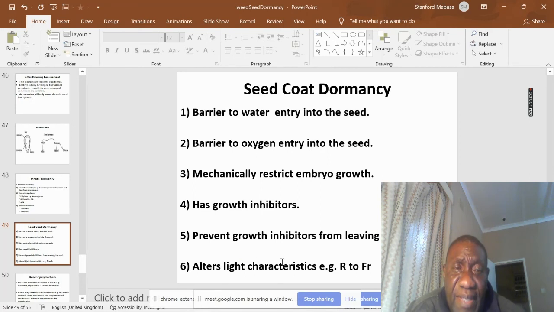Under seed coat dormancy, we said the seed coat can prevent, number one, water from entering the seeds. It can prevent oxygen entering the seeds. It can restrict embryo growth mechanically, or it can possess growth inhibitors. It can prevent growth inhibitors from leaving the seed, or it could be alteration of light characteristics which affect dormancy.